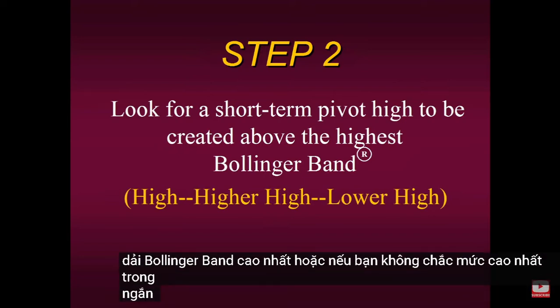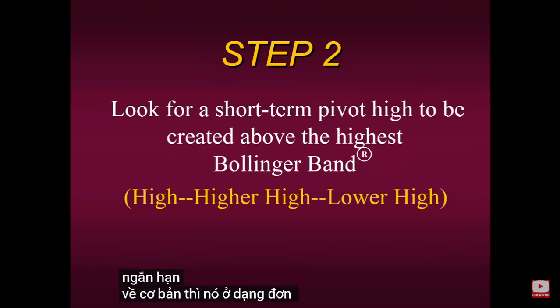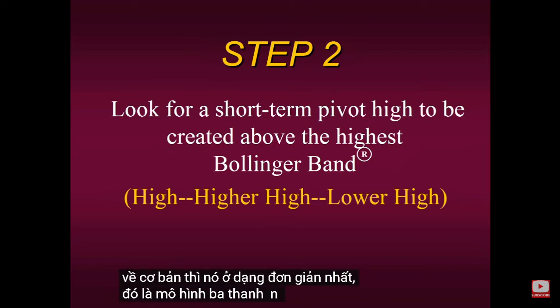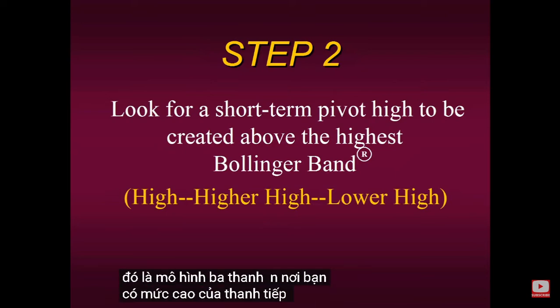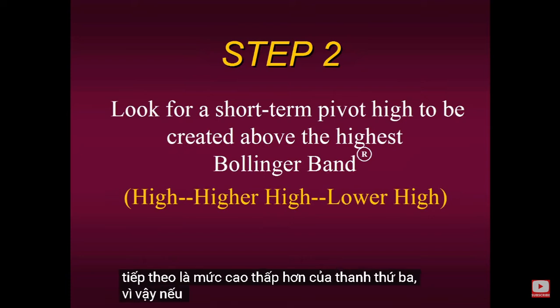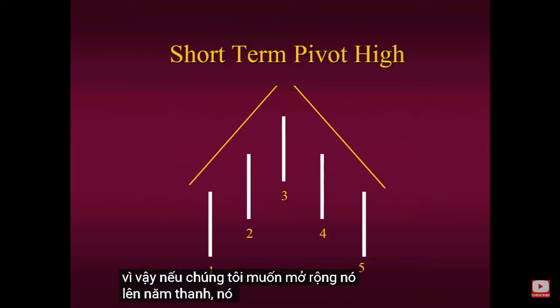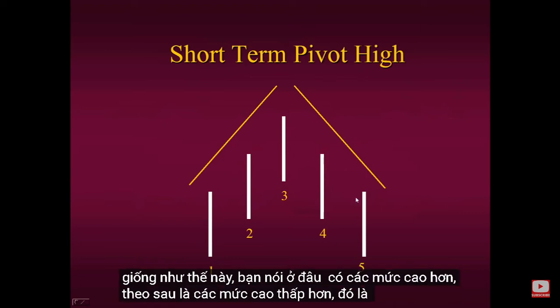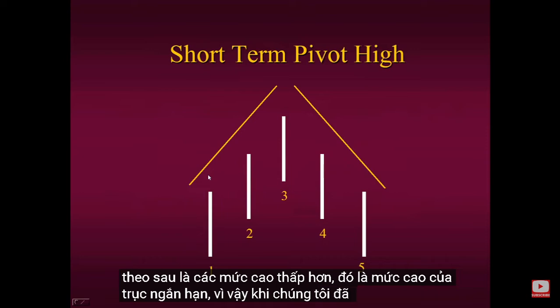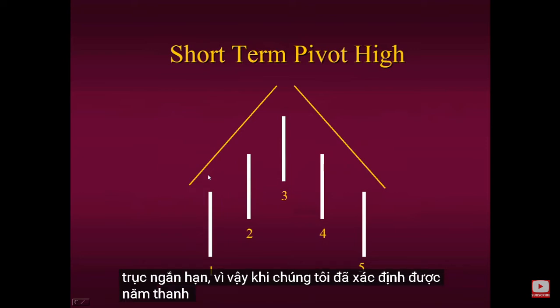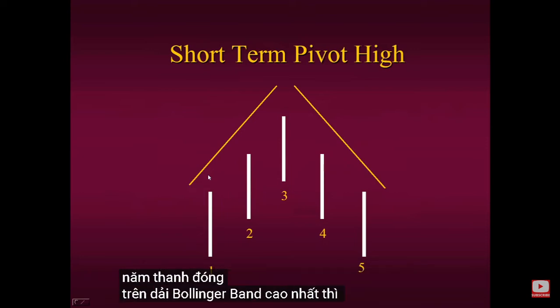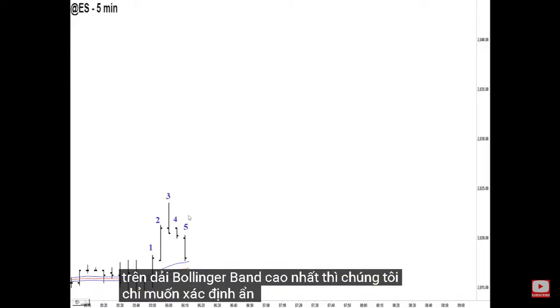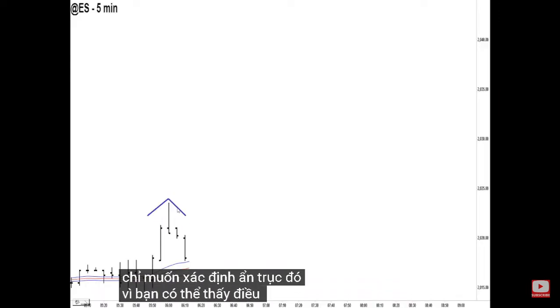Or if you're not sure what a short-term pivot high is, basically, in its simplest form, it's a 3-bar pattern where you have a high of a bar followed by a higher high of the second bar and then followed by a lower high of the third bar. All right, so if we want to expand that to 5 bars, it would look something like this. You see, where you have higher highs followed by lower highs. That's a short-term pivot high. So once we've located 5 bars that close above the highest Bollinger Band, then we want to simply identify that pivot high. And as you can see, that's right here.